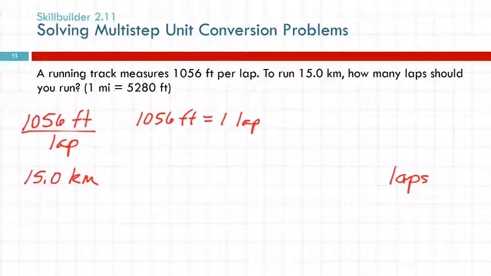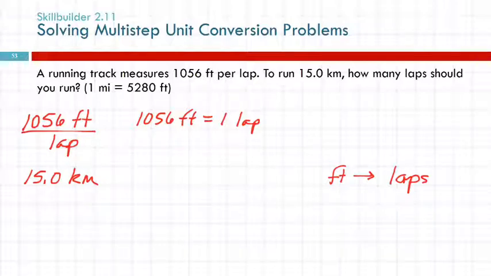So what do we know? Well, we know that a mile is 5,280 feet, but we don't have either of those units in here. Here we have a relationship between feet and laps. So if we got to feet before laps, we could do that.